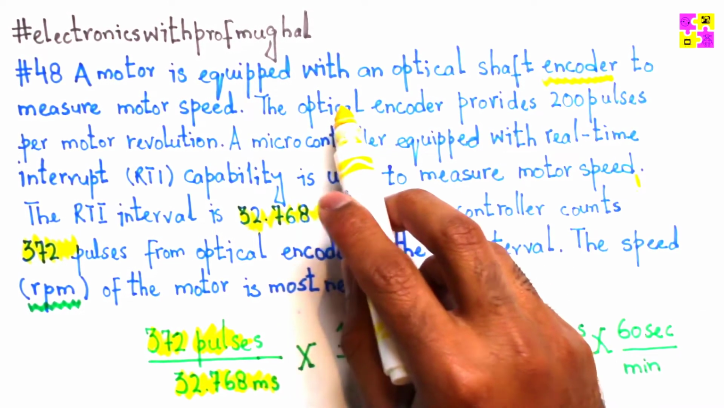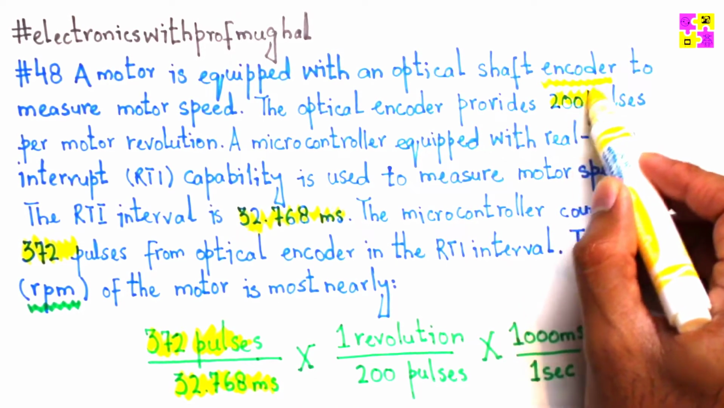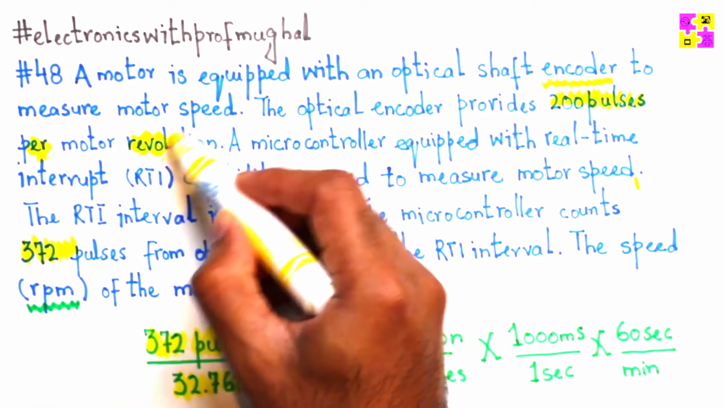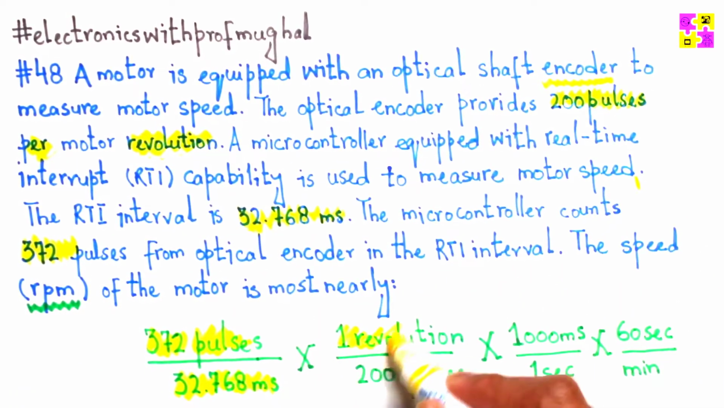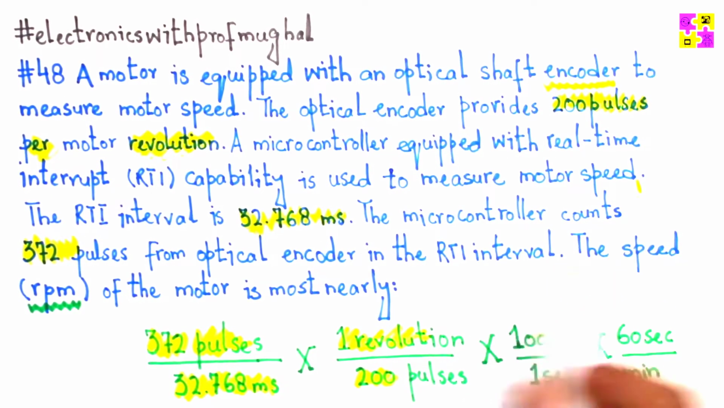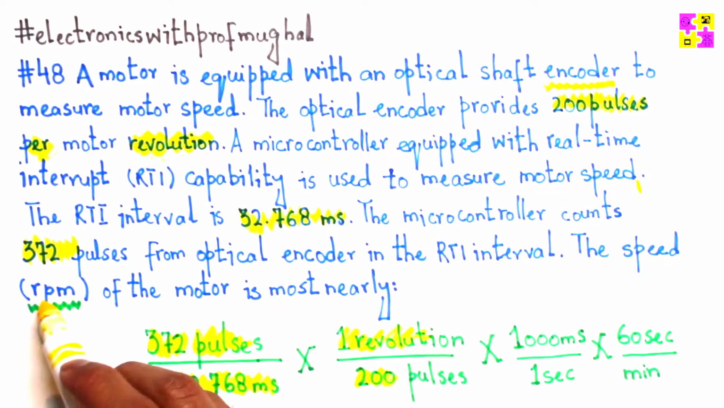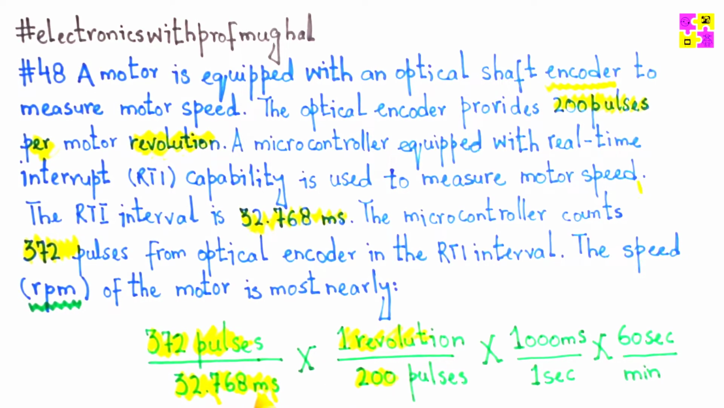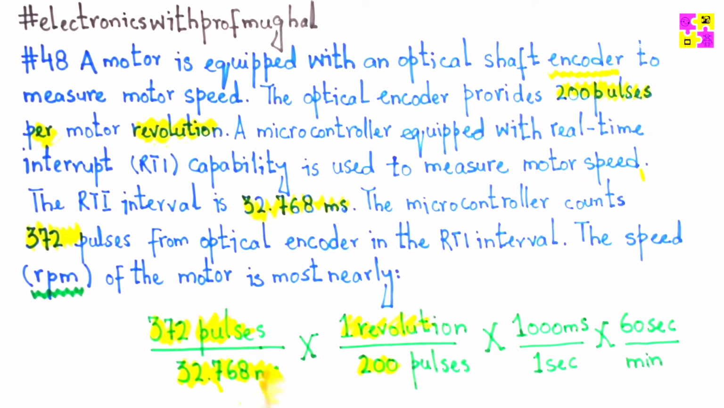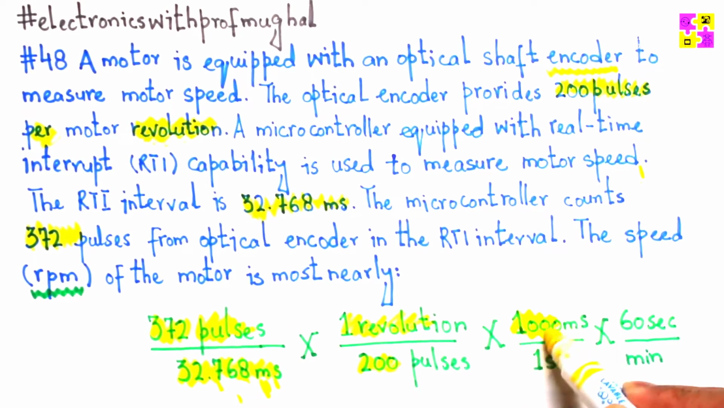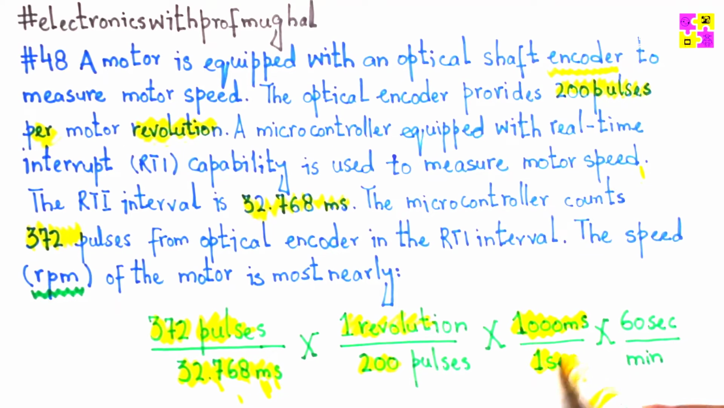Remember, it was mentioned earlier that the optical encoder provides 200 pulses per motor revolution, which means one revolution has 200 pulses. And since we are trying to measure the speed of the motor in RPM, and because this number is in milliseconds, to convert, we have to divide this by 1000. And if I divide this by 1000, it actually becomes a numerator. Therefore, I have 1000 milliseconds, which is equivalent to 1 second.